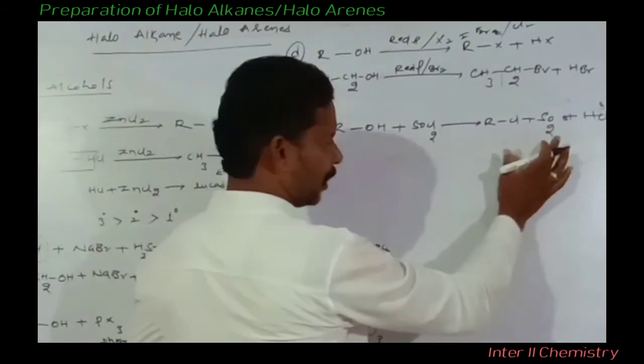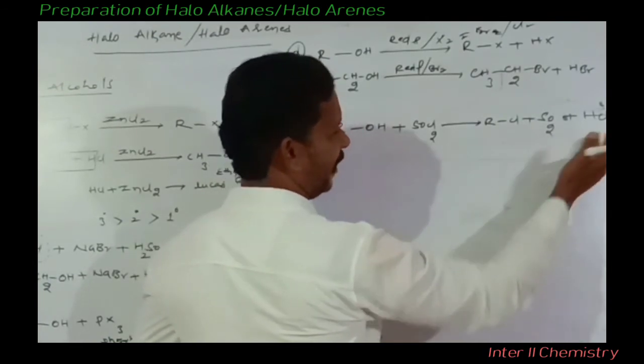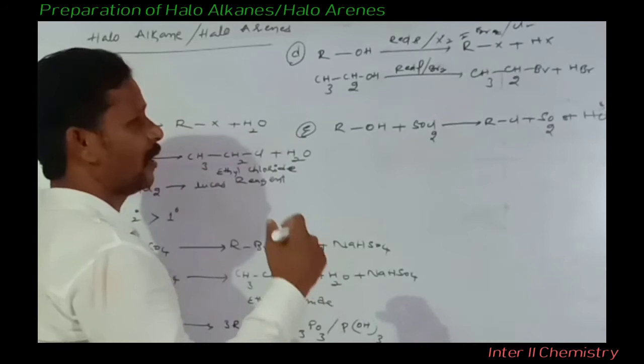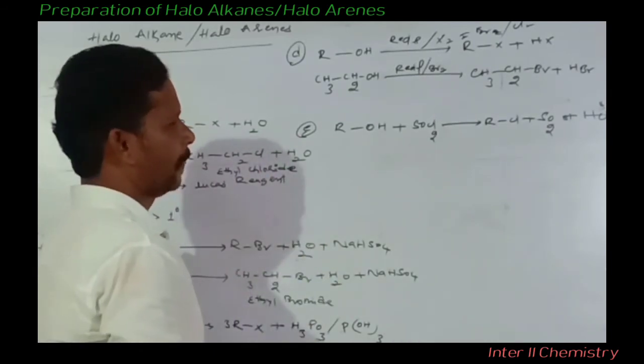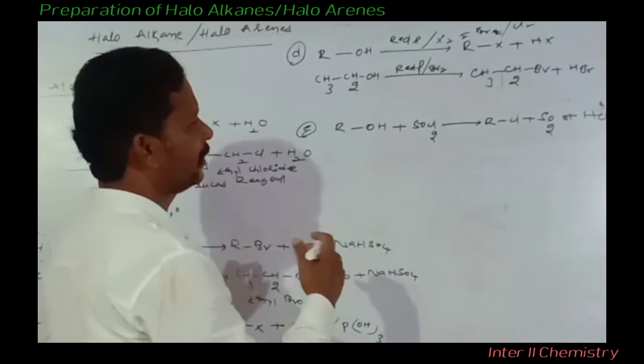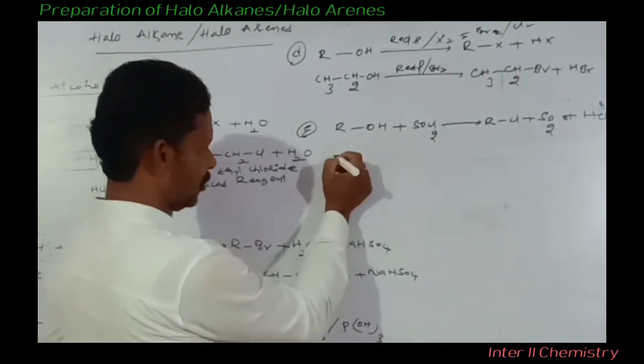Here the sulfur is very important. The sulfur dioxide and HCl fumes escape easily outside from the test tube or container. Then we get the pure alkyl halides here.